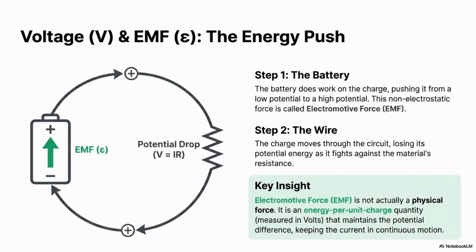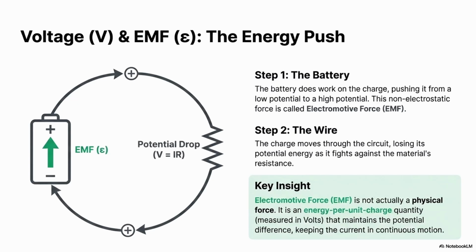Yes, and as it skis down the bumpy mountain, which is the obstacle course of the wire, it bounces off atoms, losing that potential energy to physical resistance. And the slide calls that loss the potential drop. Exactly. The EMF's job is simply to maintain the ski lift, constantly pulling electrons back to the top of the potential mountain to keep the continuous loop going.